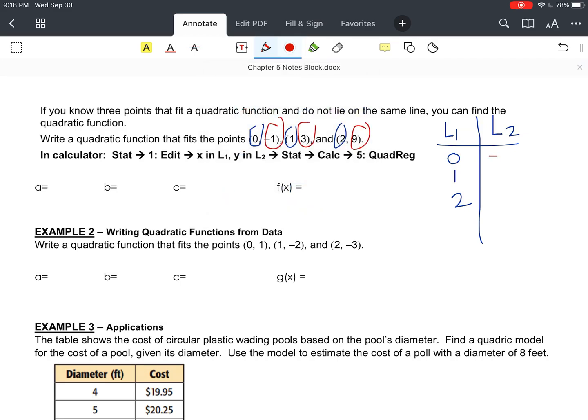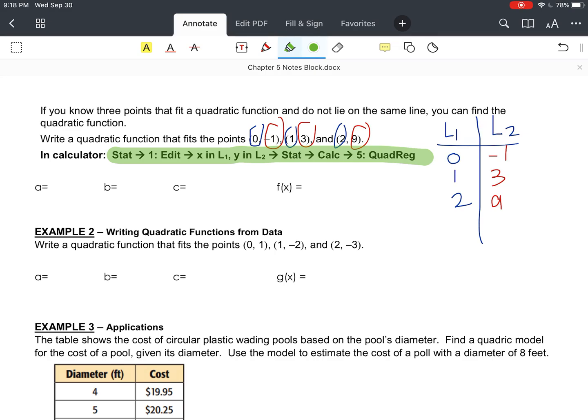In your L2, you're going to put your y's. So -1, 3, and 9. Make sure that you keep them paired up as they are. So 0 goes with -1, 1 goes with 3, 2 goes with 9.